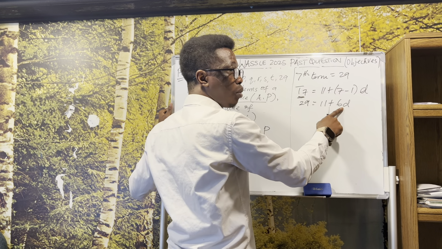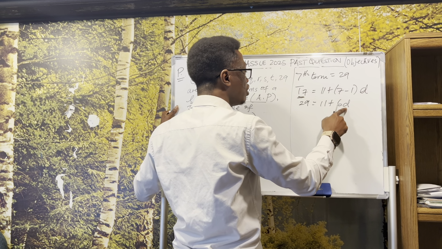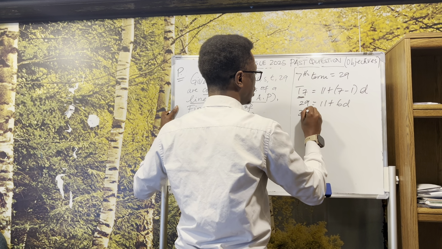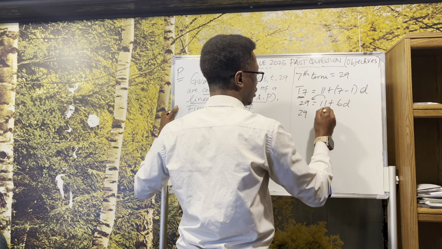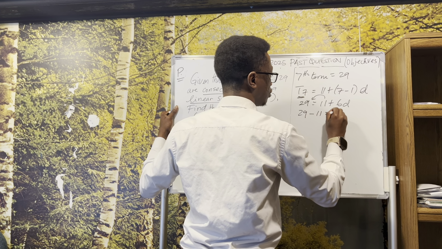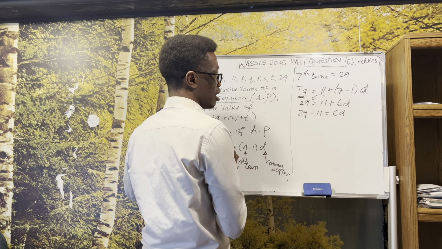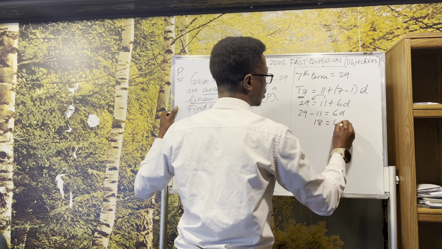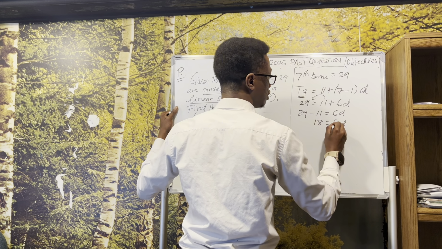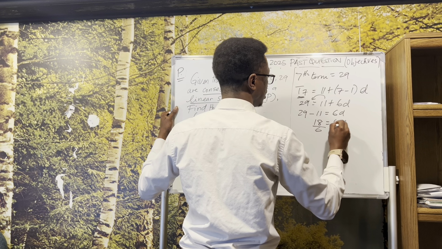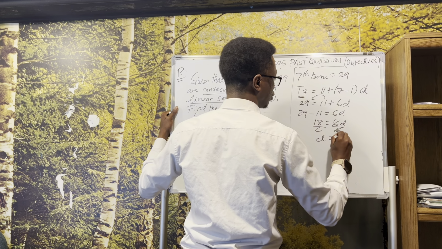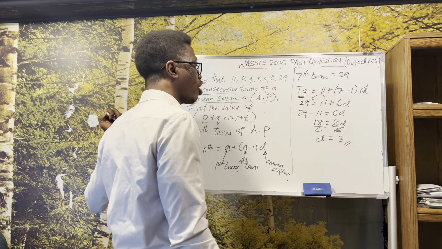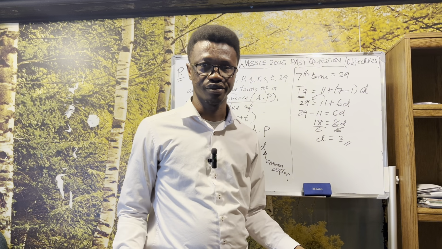You are in need of the common difference. So we bring this 11 here, and it becomes 29 minus 11 equals 6d. It's so easy. You subtract, and it becomes 18 equals 6d. Divide both sides by 6, and the 6s cancel. So my d equals 3. That means my common difference is 3, right?